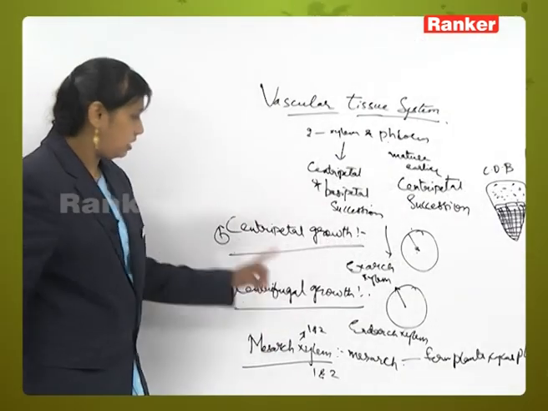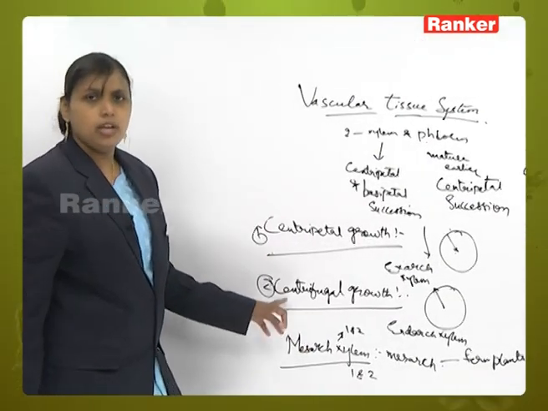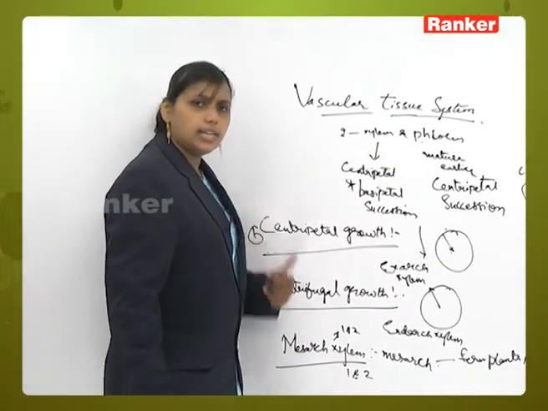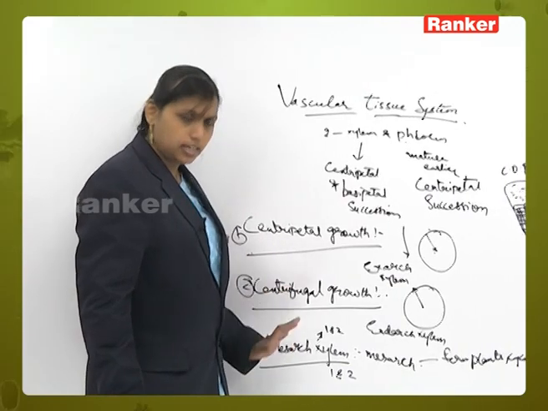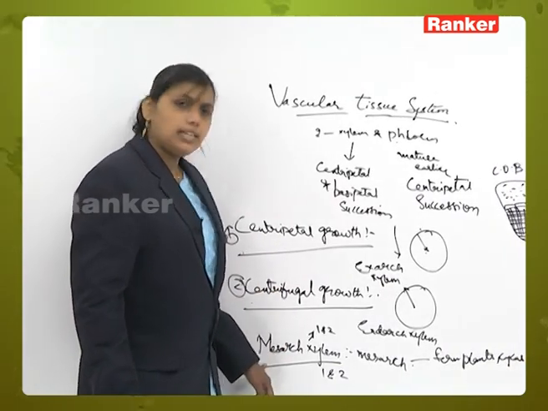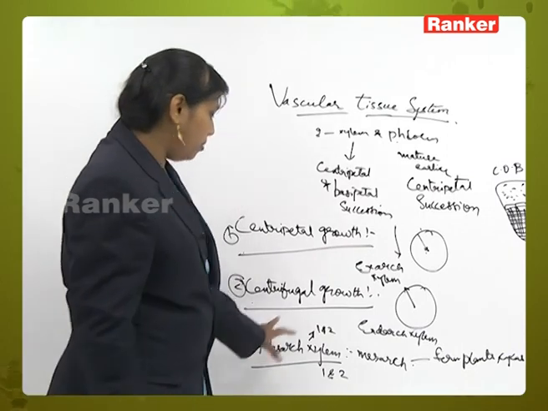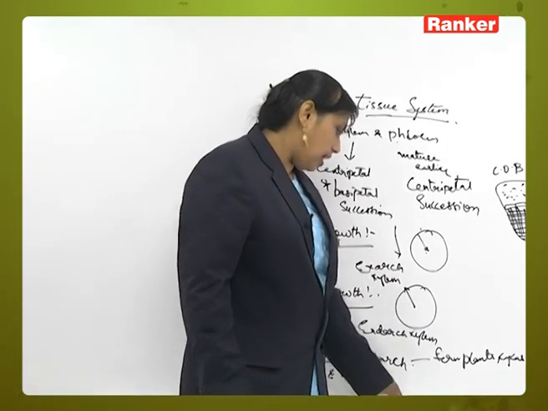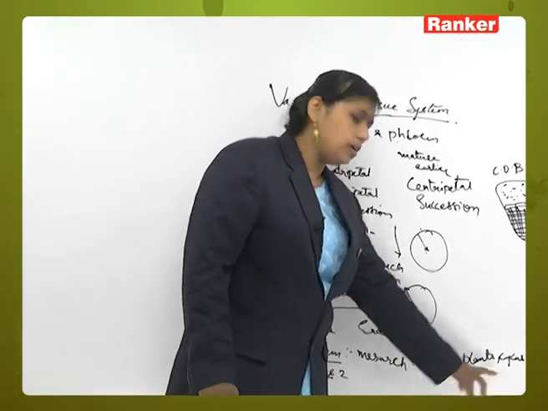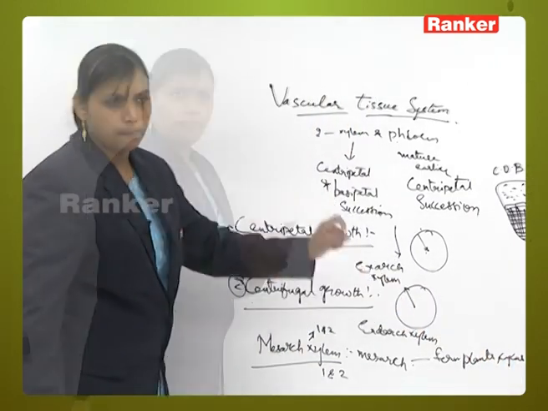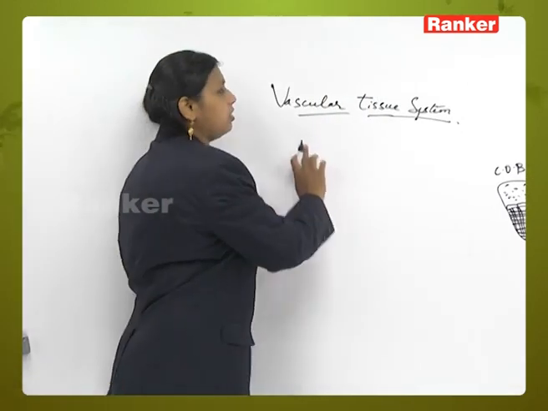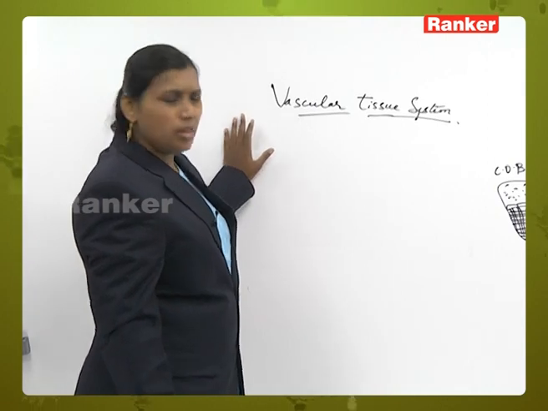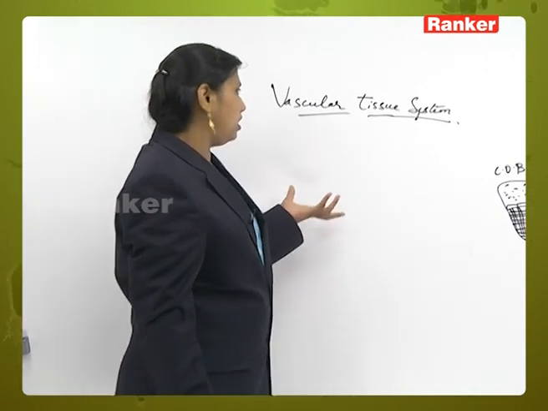What is 1 and 2 here? Centripetal as well as centrifugal growth. If the xylem is showing both the exarch and endarch condition in a particular plant, then that condition of xylem is called mesarch xylem, and normally these are found in fern plants and cycas plants.